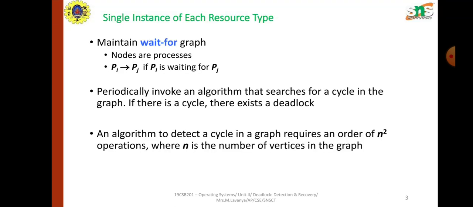First, in deadlock detection, we are taking into account the single instance resource, followed by the multiple instance resource. For single instance resource, the deadlock detection is performed by the wait for graph. Wait for graph is similar to the resource allocation graph. We have seen the resource allocation graph previously, right?